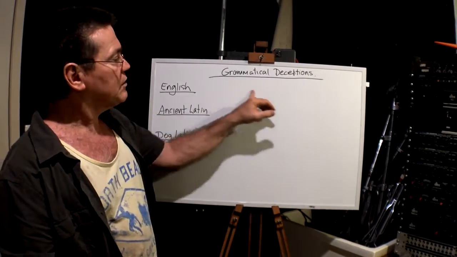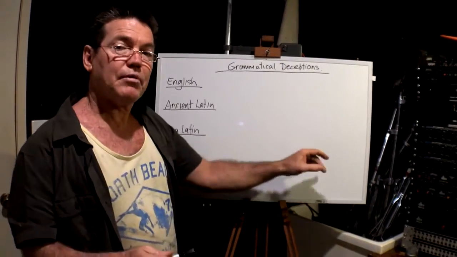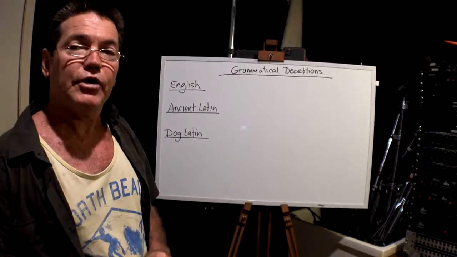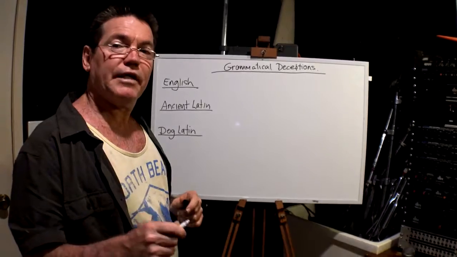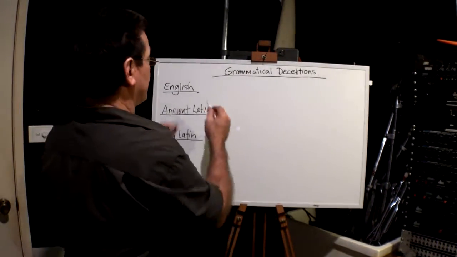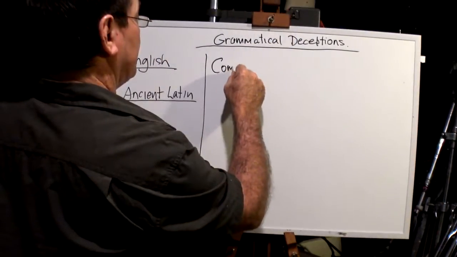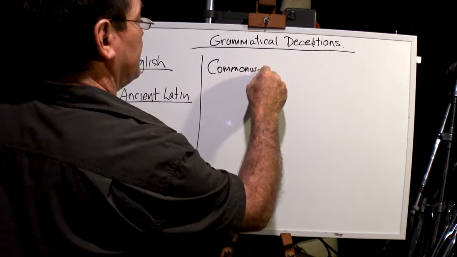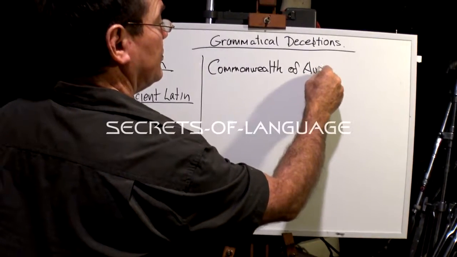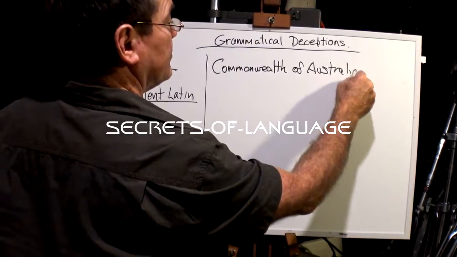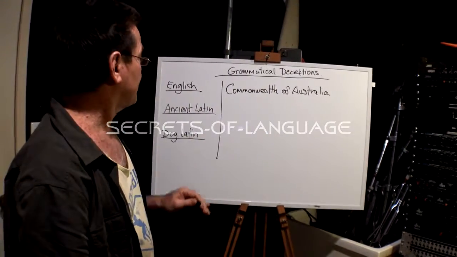I'm going to write Commonwealth of Australia into 3 different formats, and you will be able to read the whole 3 of them, or you will assume you can read the 3 of them. But after I've done this, I'll just explain the difference between the 3 of them. Okay? First, let's write it in English. You can read that, Commonwealth of Australia.